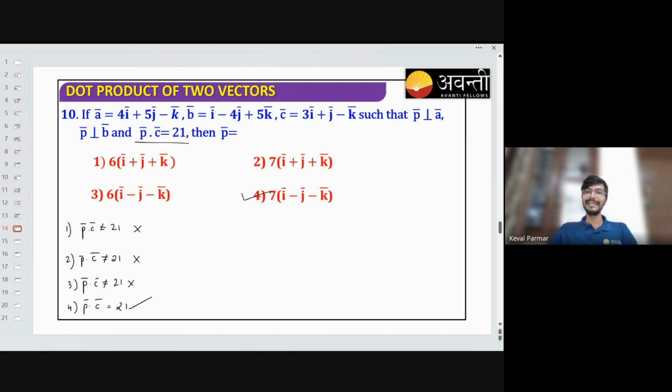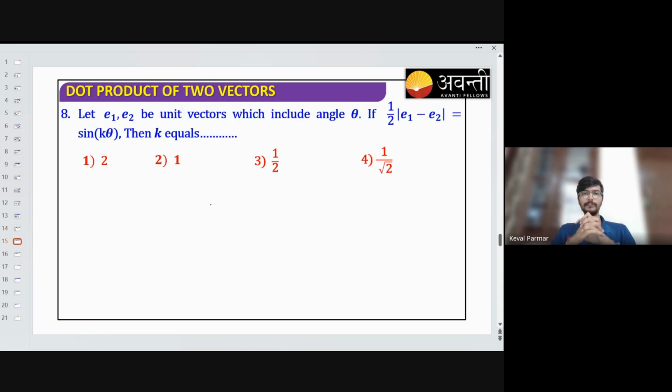Simple. Look, in the given condition I only checked P dot C and I got option 4, because the first, second, and third options were not satisfying. So this is the speed you can get if you do it by using options. It is not possible every time, only sometimes. So option D. Let's see one more.